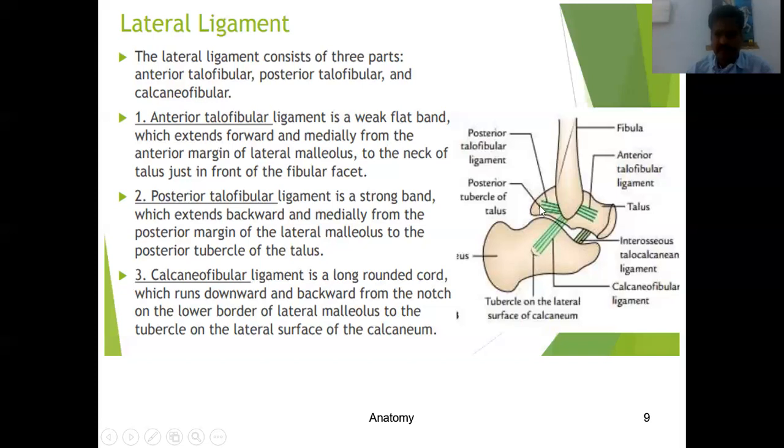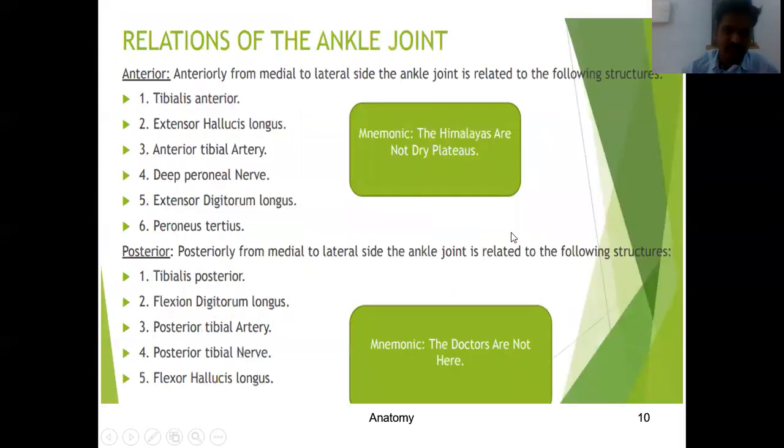So that's about the attachments of the lateral collateral ligament of the ankle joint, consisting of three parts. It's not like the medial collateral ligament, which has a superficial part and a deep part. So that's about the ligaments strengthening the ankle joint.